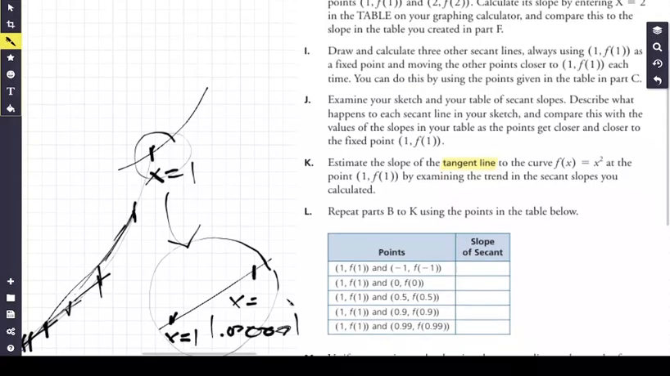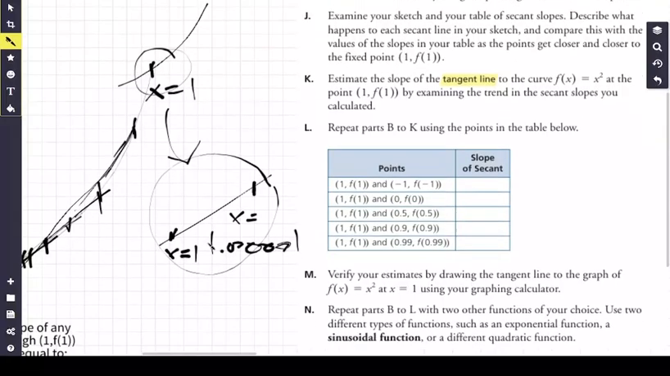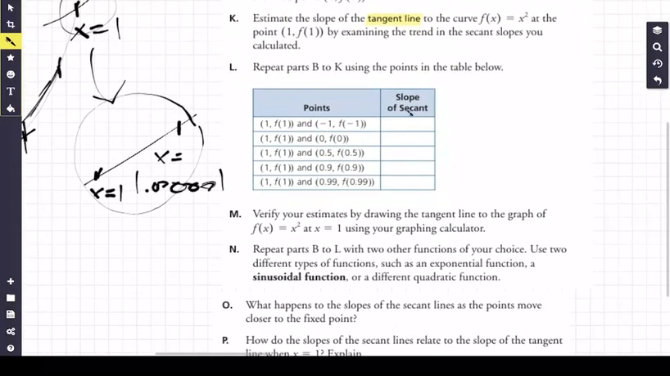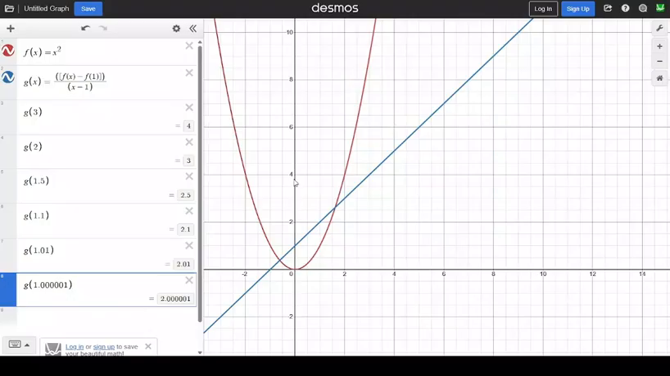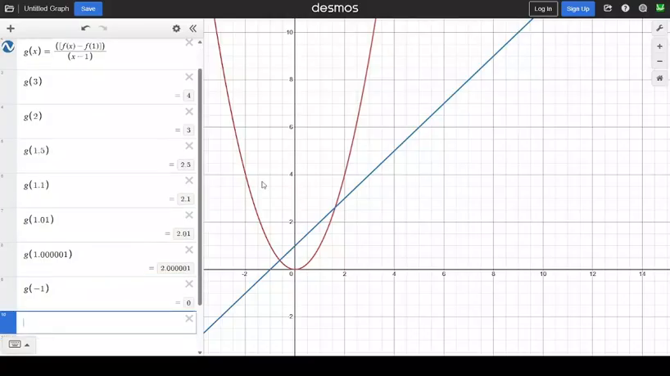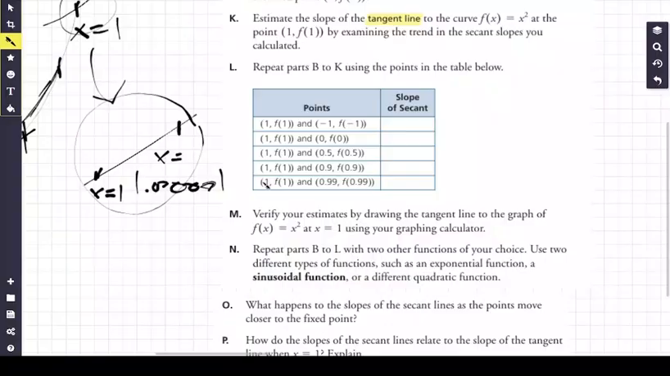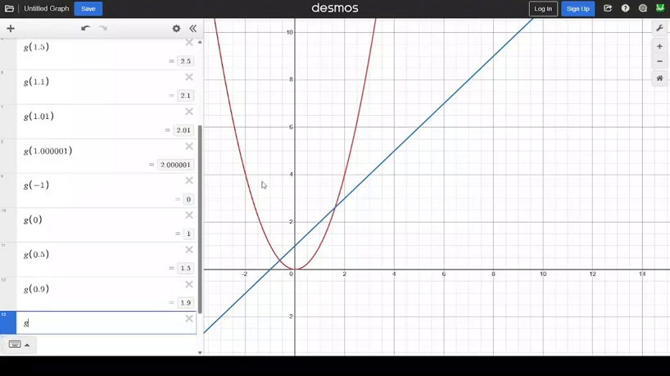So we're going to repeat the process. Right here, instead of using points on the right of f of x, we're using points on the left of f of x. We already have a formula that can calculate this for us, so let's go ahead and calculate. g of negative 1, and then g of 0, and then g of 0.5, g of 0.9, g of 0.99, and finally, let's get even closer.